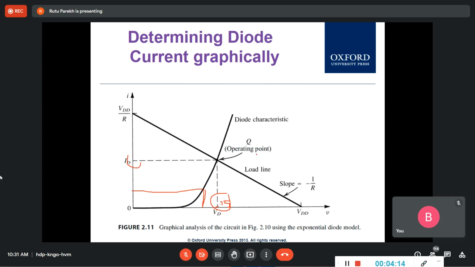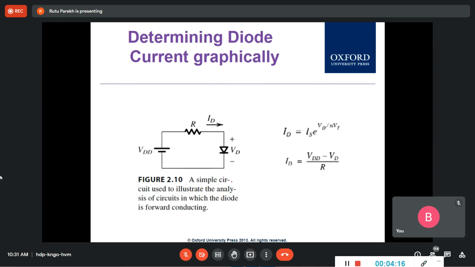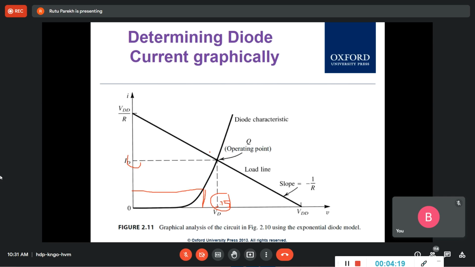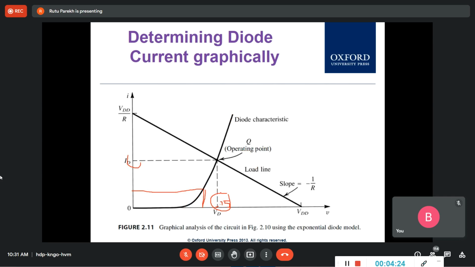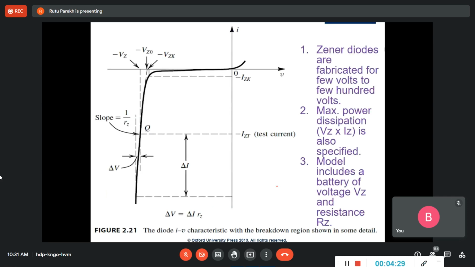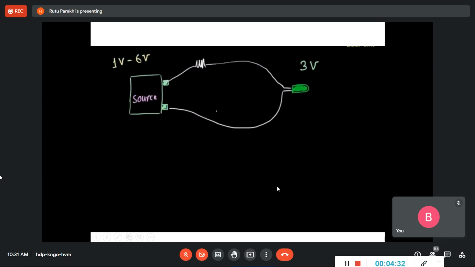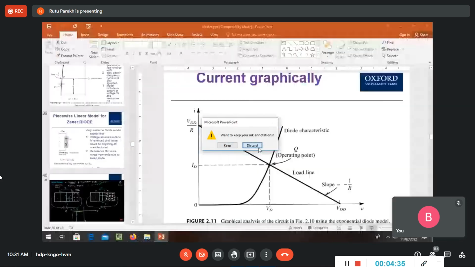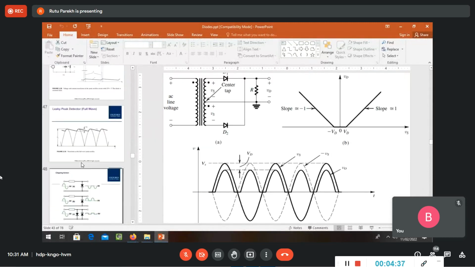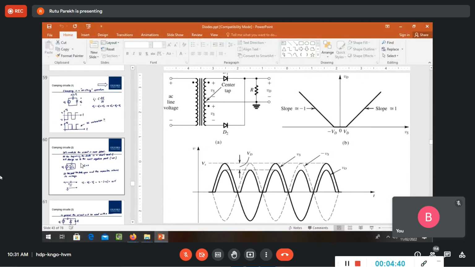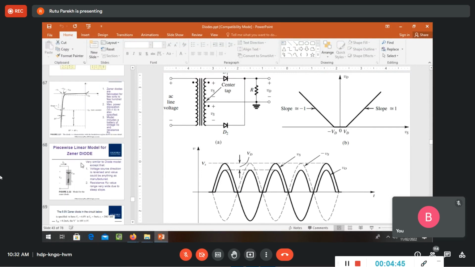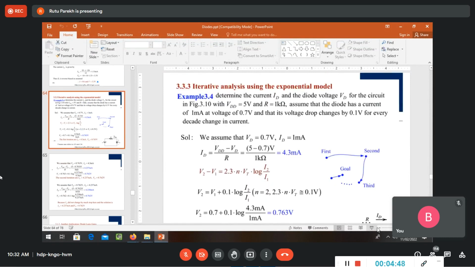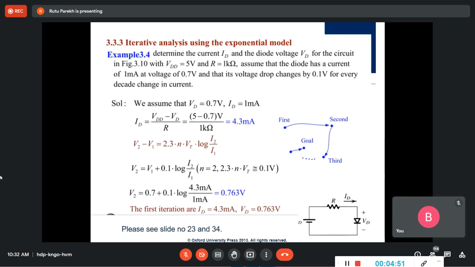If you change R, things will change. But for this R and VDD, it is always this ID and VD. And for the diode, some V and I is given. So that is what is given to you, and you have to find that solution, the operating conditions, as I just explained. For that we'll be using two equations only. I hope that is making sense to you now.